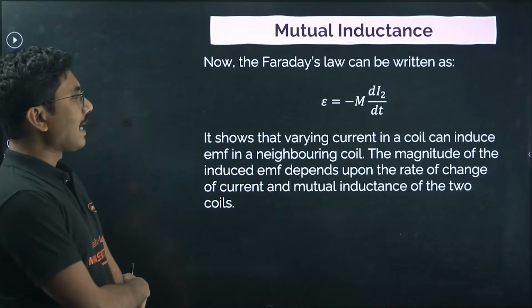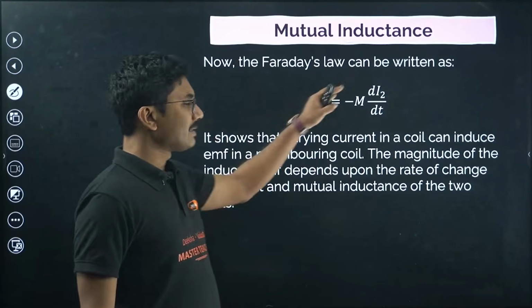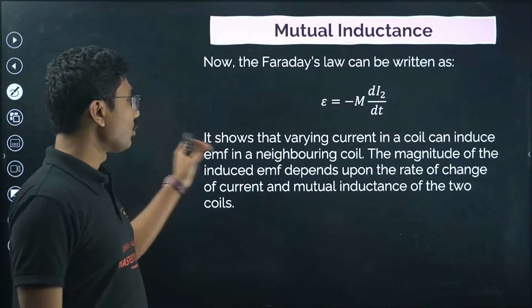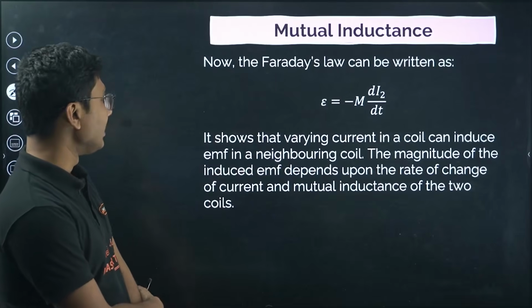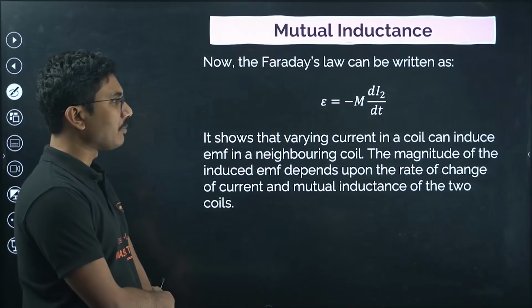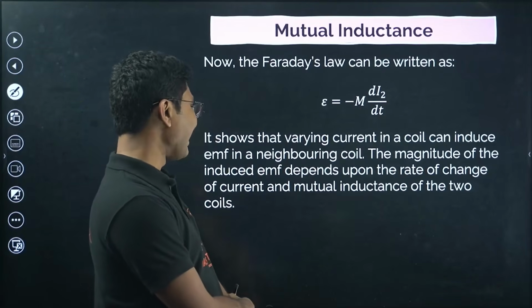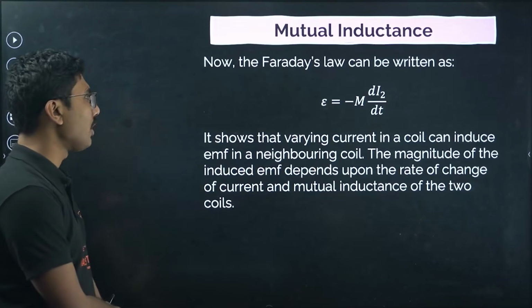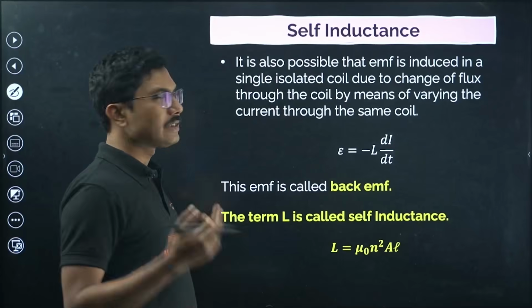Now Faraday's law can be written as epsilon equals minus d phi2 by dt. It shows that a varying current in a coil can induce EMF in a neighboring coil. The magnitude of the induced EMF depends upon the rate of change of current and the mutual inductance of the two coils. Now self-inductance is more important.